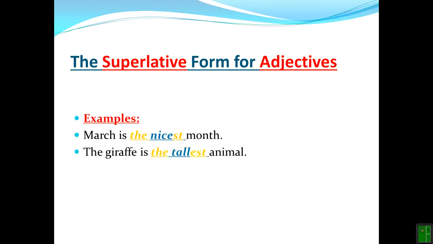Example number 2, the giraffe is the tallest animal. Here I compare between the giraffe and the other animals. The adjective is the word tall. When I put the adjective tall in the superlative form, we add the article the before tall and we add est at the end of the adjective, so it will be the giraffe is the tallest animal.